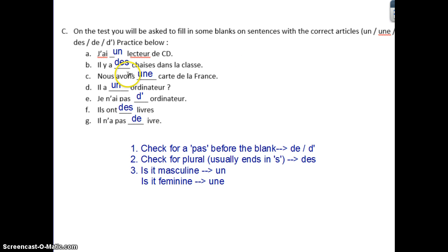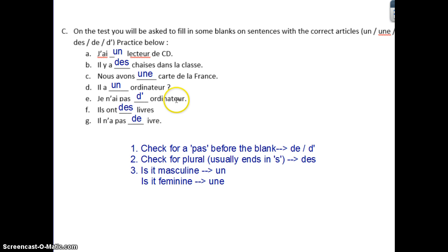For letter C, once again, I work through my process. There's no pas there, so then I check on the item that I'm describing, and here it's just a map, so it's not plural. So at this point, I just have to have memorized whether it's masculine or feminine. Map happens to be feminine, so it's une carte. On letter D, there's no pas, so I know I can skip the de and the d apostrophe. There's no s at the end of computer. It's just computer, not computers, so I know it's not des, which leads me to whether or not it's masculine or feminine. In this case, computer is indeed masculine, so it's un ordinateur.